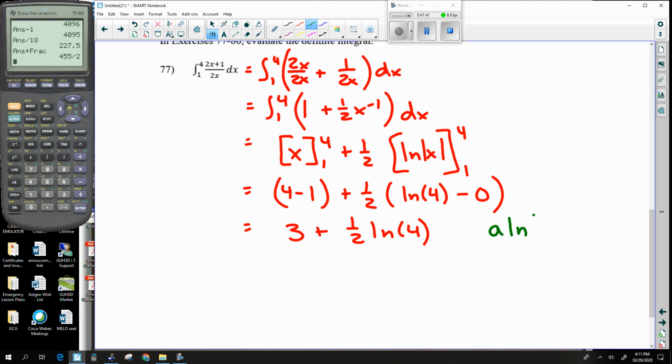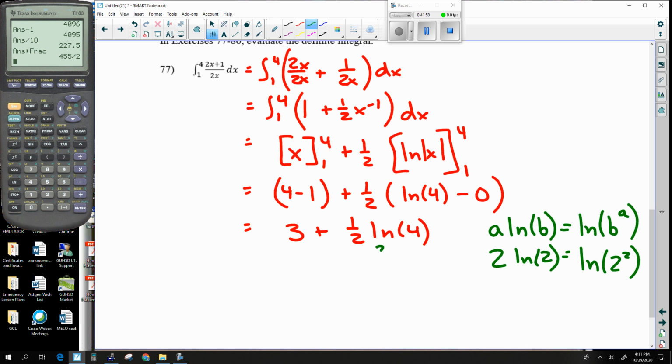concept is a ln of b is the same thing as saying ln of b to the a. And this 4 is the same thing as saying ln of 2 to the 2. That's 4. So this could be 2 ln of 2. Again, these numbers don't have to be the same, but they just happen to be this way. So this is ln of 2 if you think of it that way. And so 1/2, this is the 3 plus ln of 2.